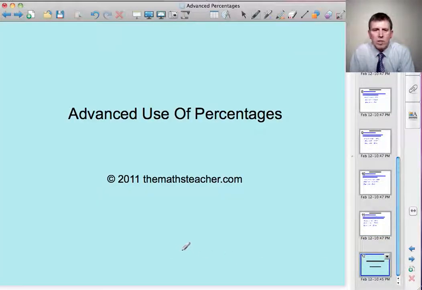Well, that concludes this lesson on advanced use of percentages, and you've got now the techniques needed for higher tier GCSE. You'll now find an exercise on both parts of the lesson.